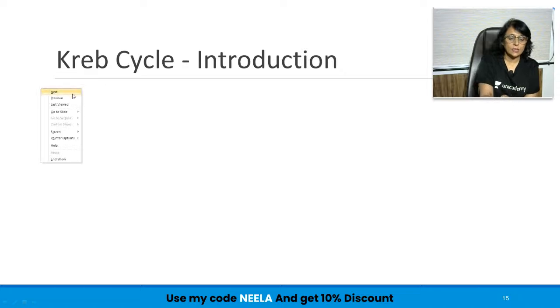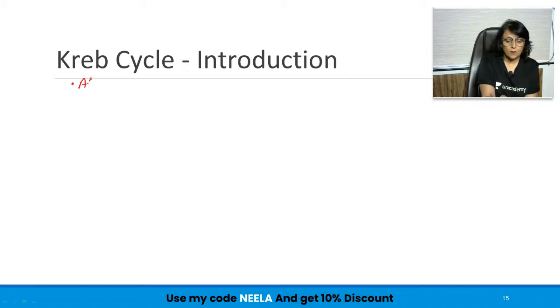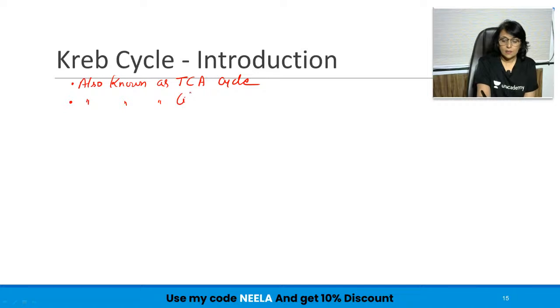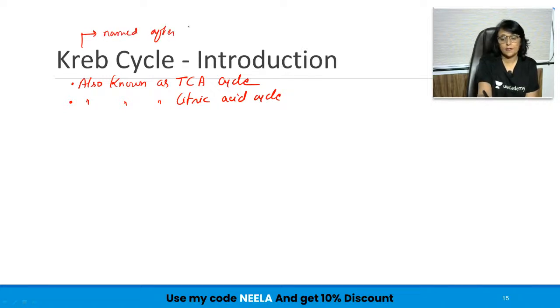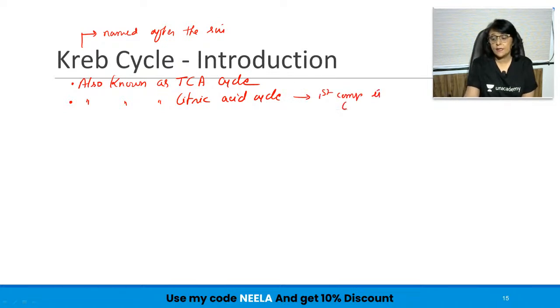Kreb cycle is also known as TCA cycle. It is also known as citric acid cycle. Now, why is it called Kreb cycle? This is named after the scientist. Why is it called citric acid cycle? Because the first compound is citric acid.